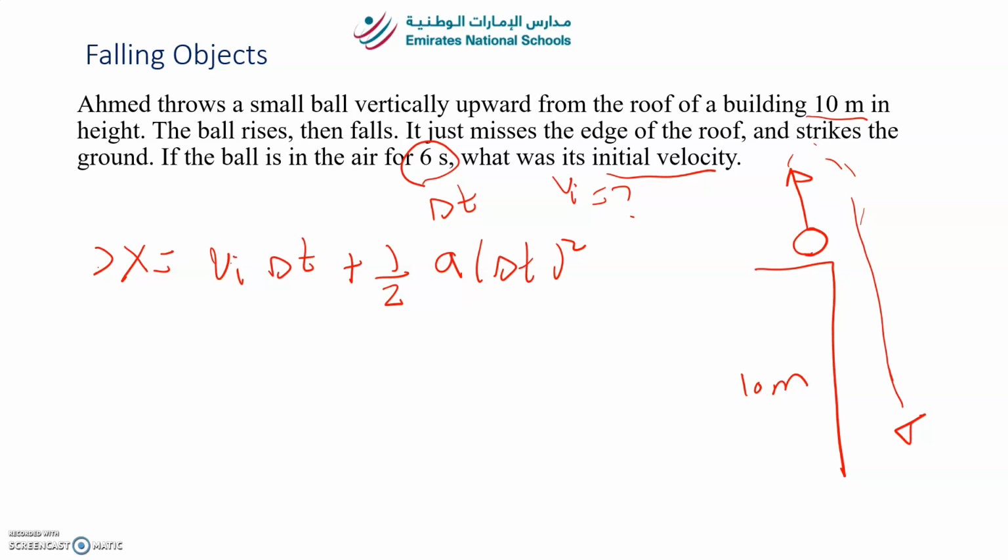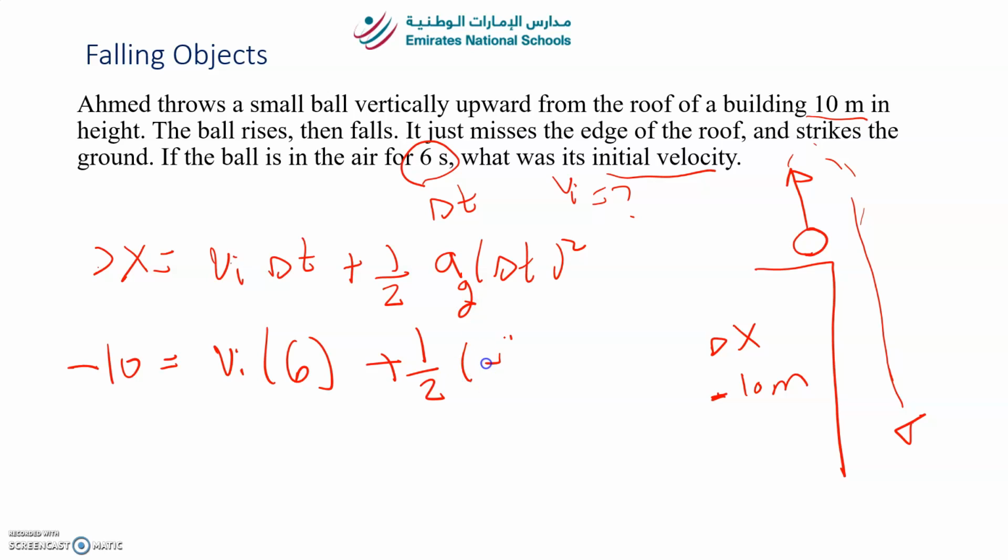Delta x, this is moving down. The ball is raised up and then moved down. So delta x, I'm going to put negative, because we said anything down is negative. Delta x is negative, velocity is negative when down. If it's moving up, everything is positive, except acceleration. So negative 10 will equal V initial times 6 plus half acceleration due to gravity, g, which is negative 10, times 6 squared.